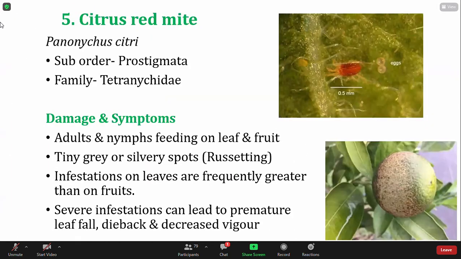And in your discussion part, you have to mention the control or management practices of citrus red mite, right? Will you? Okay, Miss. Only one is responding, right? Others are in inactive stage.